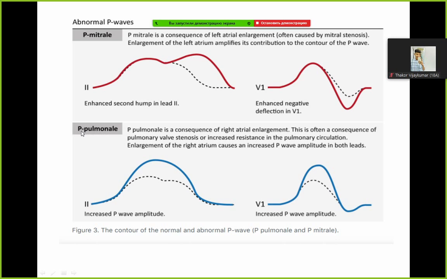If we have right atrium hypertrophy, this P wave will be called P pulmonale. P pulmonale is a consequence of right atrium enlargement, and this is often a consequence of pulmonary valve stenosis or increased resistance in pulmonary circulation, like in COPD. Enlargement of the right atrium causes an increased P wave amplitude in the second standard lead and in V1, and the P wave will be higher than normal.